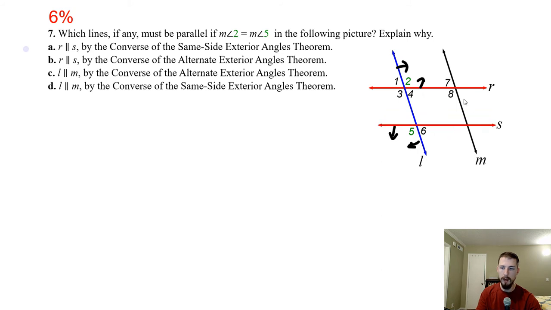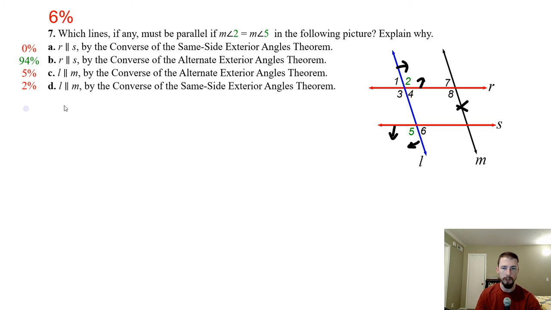And the one that's not being related at all, that we have no idea what's going on with, is going to be the line M. So we don't know what's going on with M. I don't know what's going on with my pen either. So that's going to be M. We can eliminate that, meaning it has to be R and S by the converse of alternate exterior angles. So our answer would be B as in Bravo.